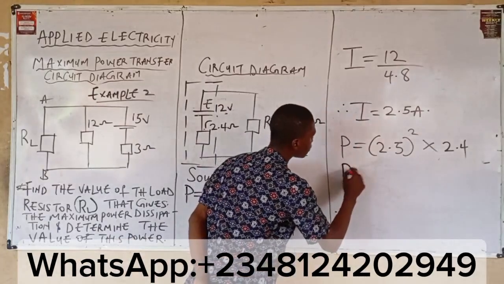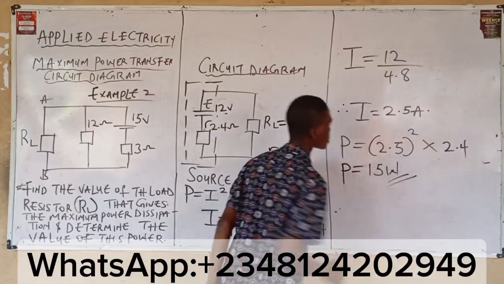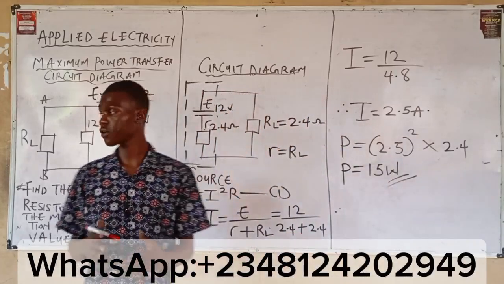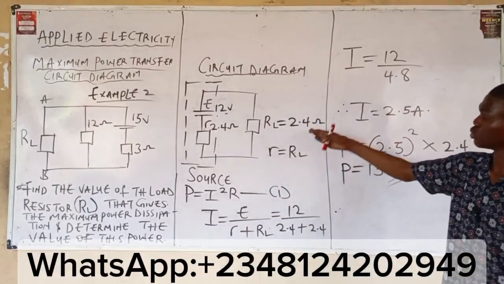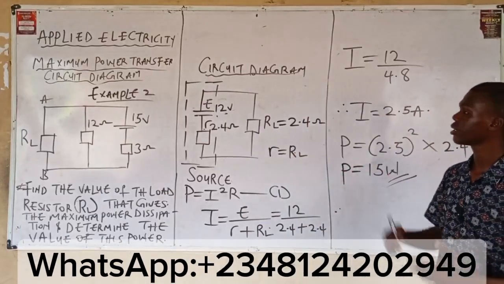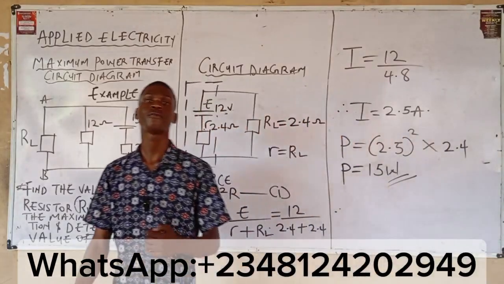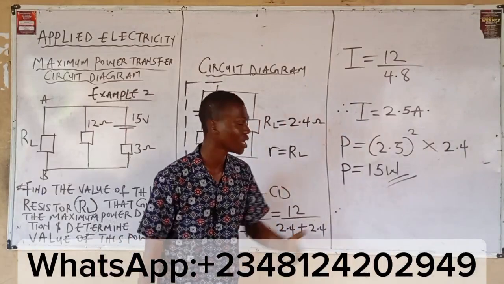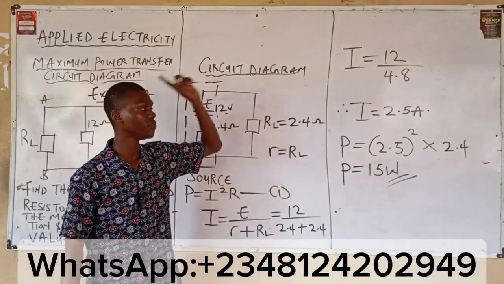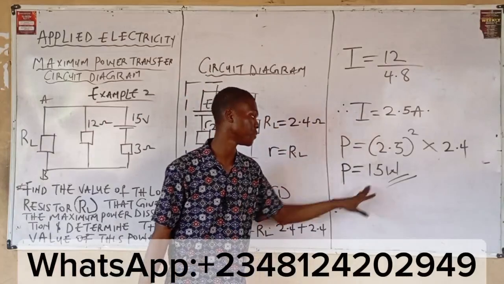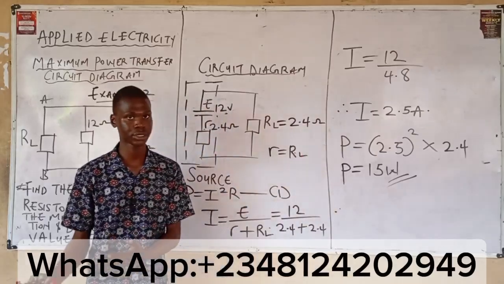Now, input this in our calculator. We have 15 watts. So meaning that for question 1, given this circuit, we are asked to solve the value of the load resistor. We got 2.4. Then the value of the power transferred, 15 watts. So what it means is that for any other value of resistor lesser than 2.4 or greater than 2.4, the value of the power cannot give us 15. Meaning we can't get 15. We'll be getting a value lesser than 15, right?